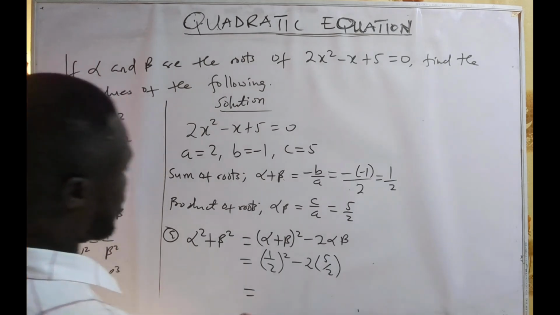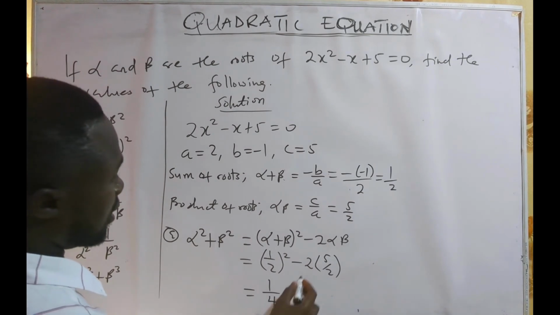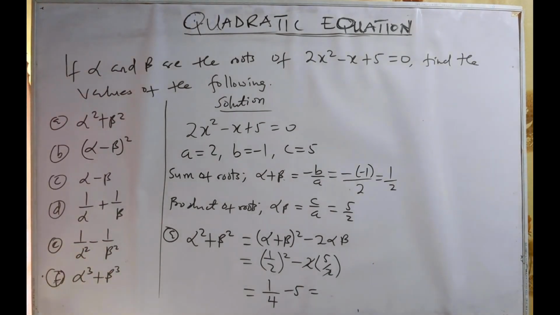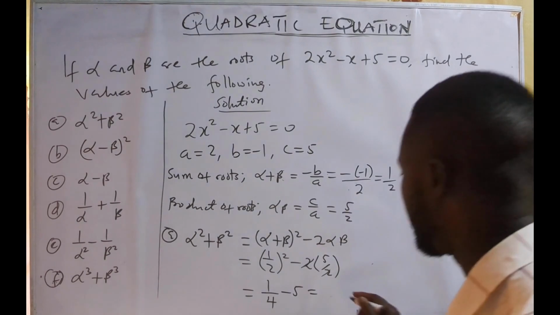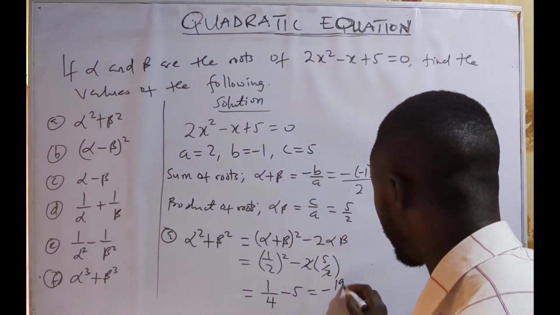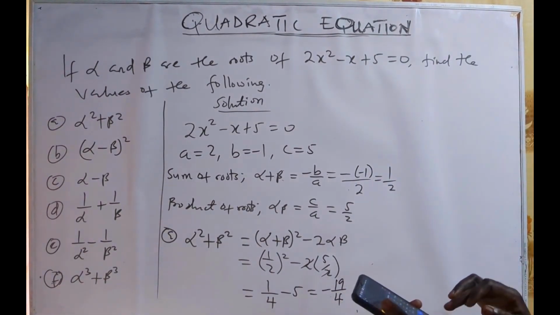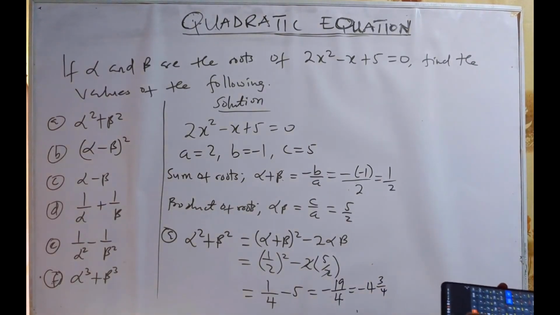Alright. So you see, it is so simple. So 1 square will give us 1, 2 square will give us 4. Then 2 will take off, to minus 5. So we have 1 over 4 minus 5. And 1 over 4 minus 5 will give us minus 19 over 4. Minus 19 over 4, in mixed fraction, is minus 4 whole number 3 on 4.